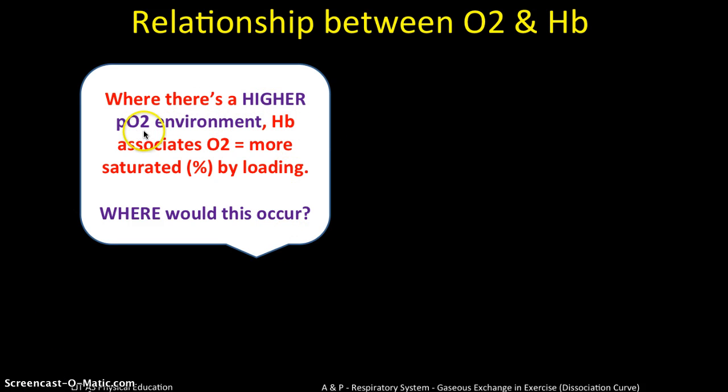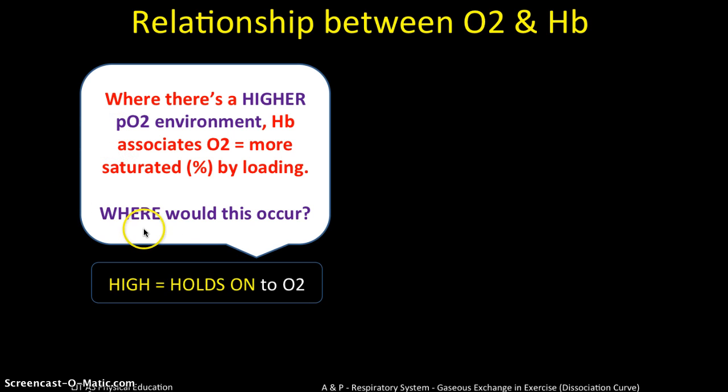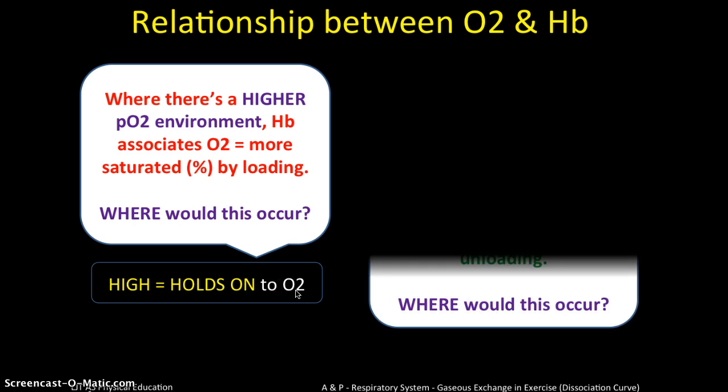Now, where hemoglobin is in an environment where there's a high partial pressure of oxygen, you need to know that it will associate with oxygen. So this might happen at the lungs, where there is a high partial pressure of oxygen at the alveoli, and this is where hemoglobin holds on to or associates with oxygen. So remember, where there's a high partial pressure, hemoglobin holds on to oxygen.